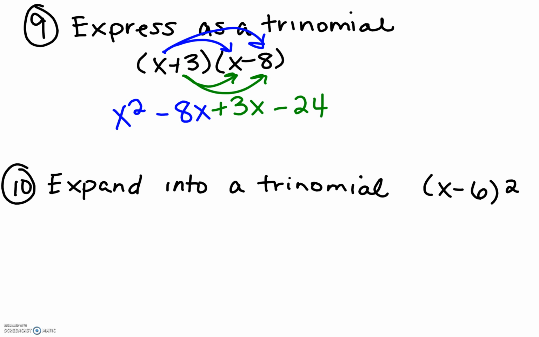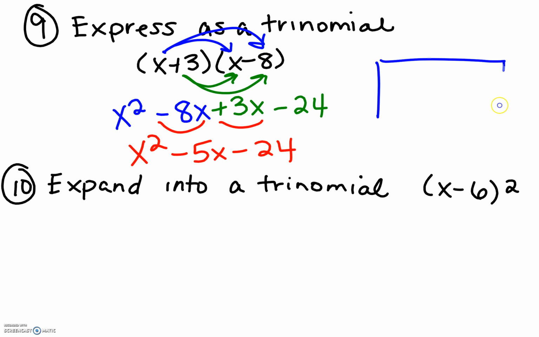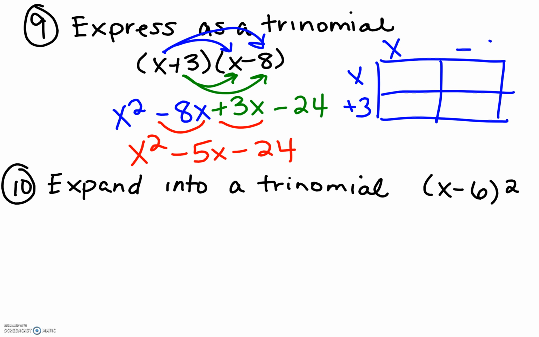From here, we want to combine like terms. x squared, negative 8x and a positive 3x is a negative 5x, minus 24. Again, you could use double distribute like I did, or you could use the box method. If you use the box method, remember you're just setting it up like so. And then you would multiply to get your terms on the inside. And once you have these terms, you're going to combine like terms, and you're going to wind up with x squared minus 5x minus 24.